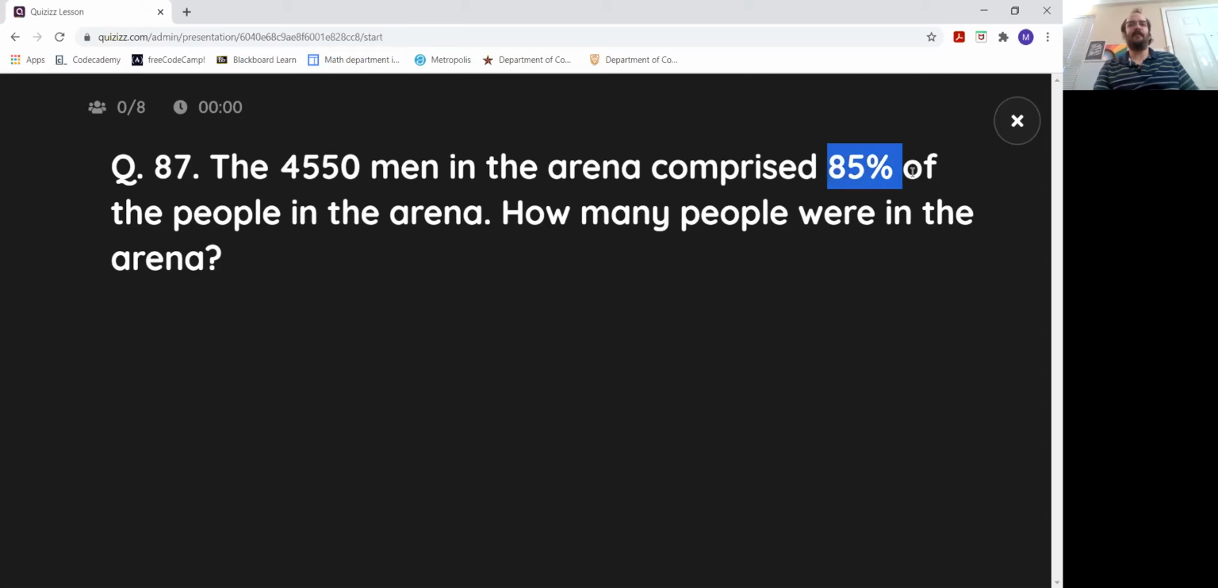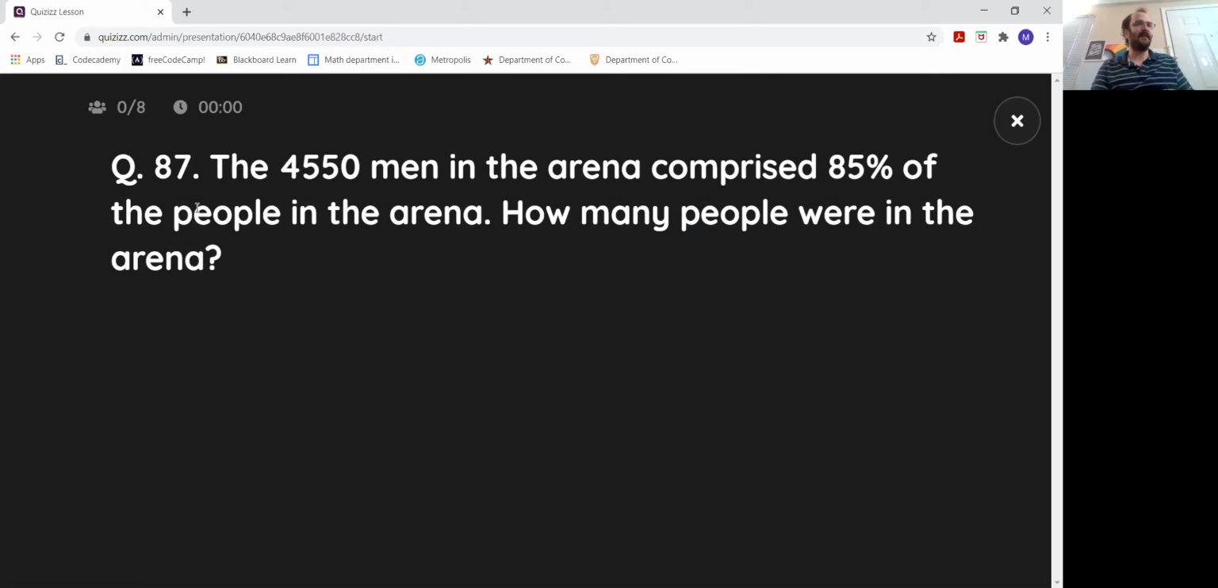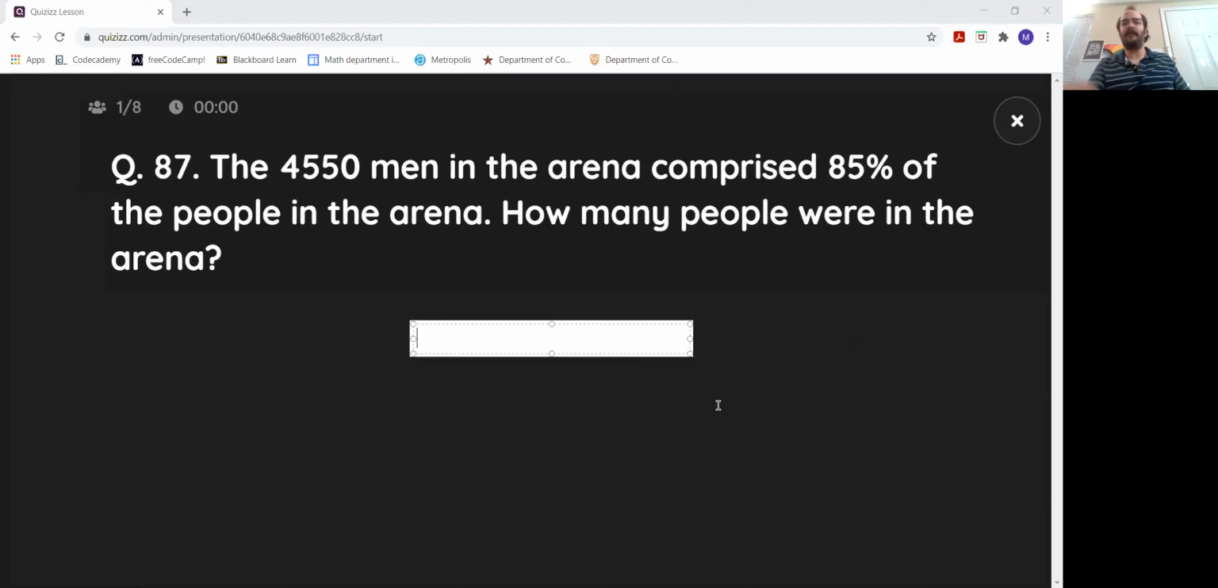So this is the one. We want 85% of the people in the arena. Do we know how many people are in the arena? That's the thing we want to know. So 85% multiplied by the people in the arena should get you to here. So this is one of those ones. You might have to do a little bit of back solving. Is that making sense or no? If I want to do 85% of the people in the arena, what does that look like? 85% of what?